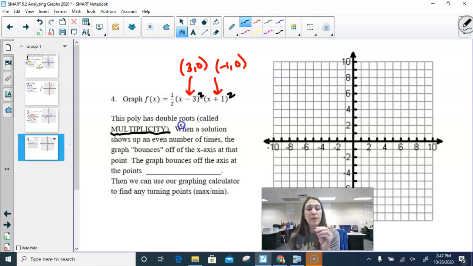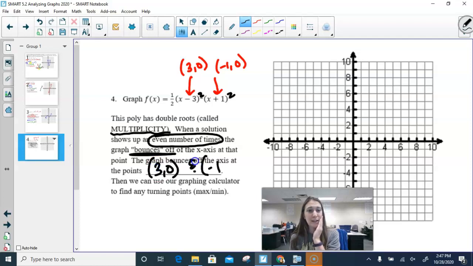If it shows up with multiplicity, something strange happens to your graph. If it shows up an even number of times, so to the 2nd power, 4th power, 6th power, it's going to bounce off the x-axis and not actually come through and cross. So it never actually goes negative in this case. In this problem, the graph bounces off at the points 3, 0, and -1, 0. So that was exciting. All right, so -1, 0, and 3, 0.